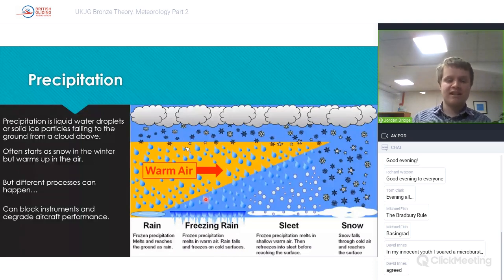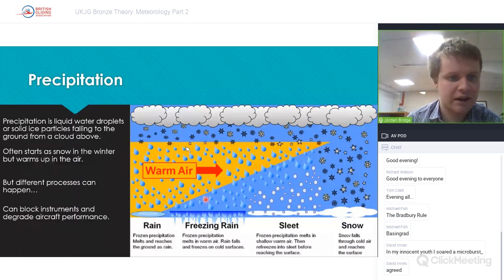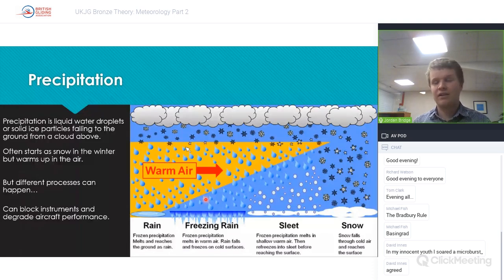Really dangerous on runways, cars, anything. Probably actually the most dangerous of the four types of precipitation here. So yeah, we definitely don't want to go flying. Sleet is where it's not quite snow, not quite rain. The temperature is just on that borderline, and snow, as we're unfortunately about to see again this weekend, is where it just doesn't warm up at all.